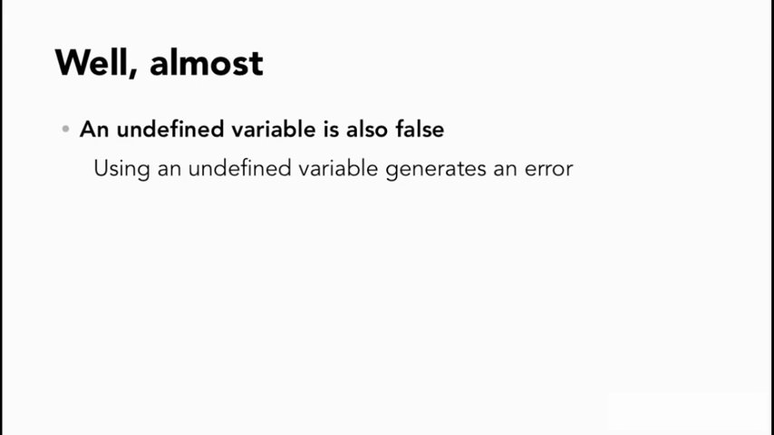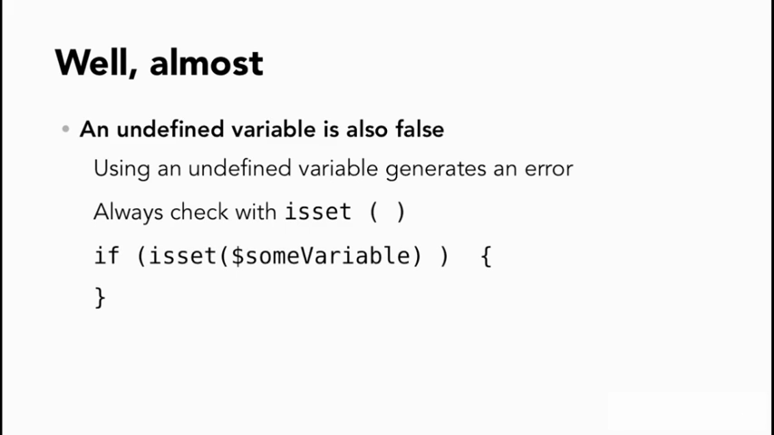Well, there is another value that's regarded as false, and that's an unset variable. However, you shouldn't rely on unset variables in a condition without first testing them because they generate an error. Always use the isSet function to check whether a variable exists like this. Passing the name of a variable as an argument to isSet returns true if it exists and false if it doesn't.